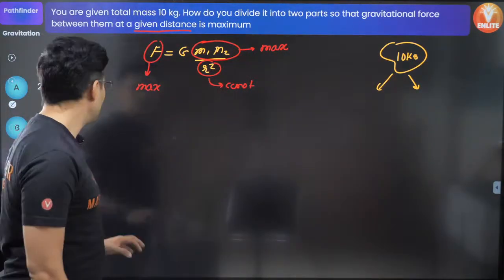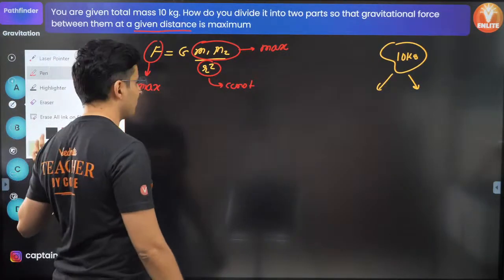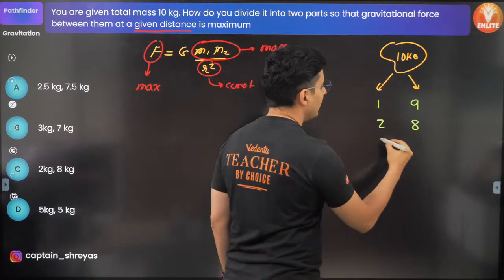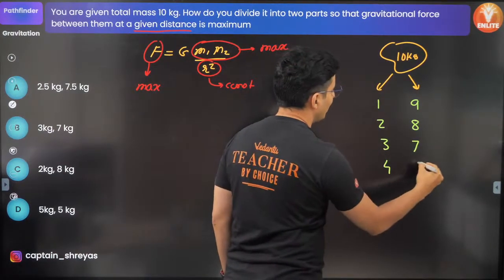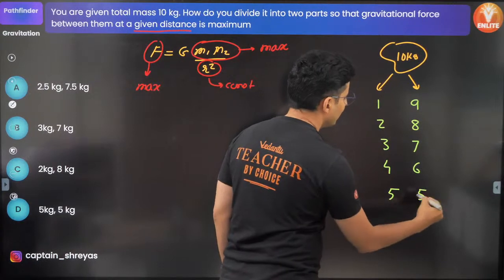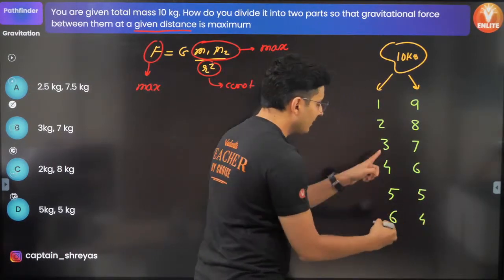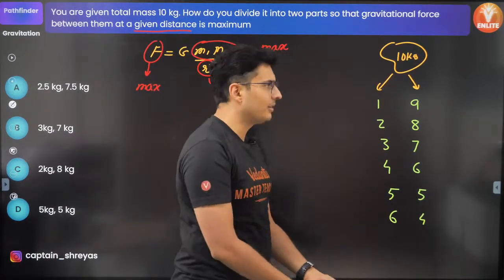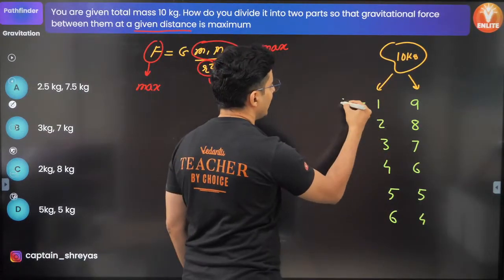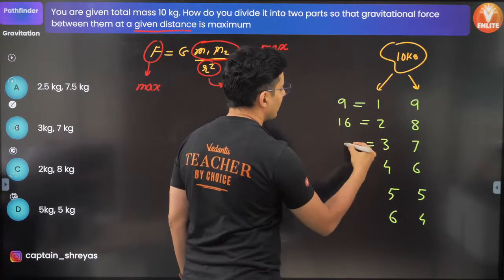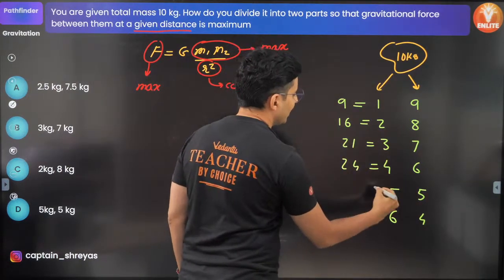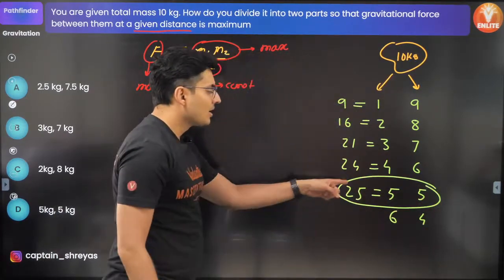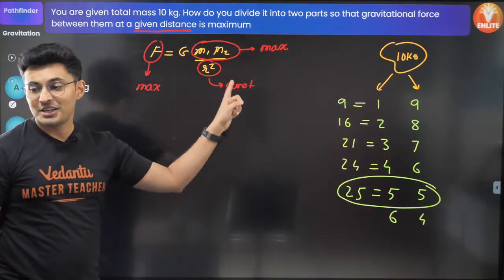Now if you split 10 kg, multiple options are there. Try it out. I can split it as 1 and 9, 2 and 8, 3 and 7, 4 and 6, 5 and 5. Now if you do 6 and 4, it's again a repetition. Whether you do 4, 6 or 6, 4, it's one and the same thing. You will see the product will be 9, 16, 21, 24, and 25. This is the max value. So the masses should be distributed equally.